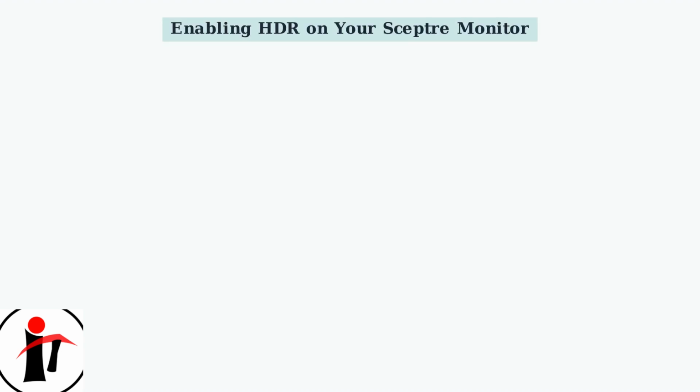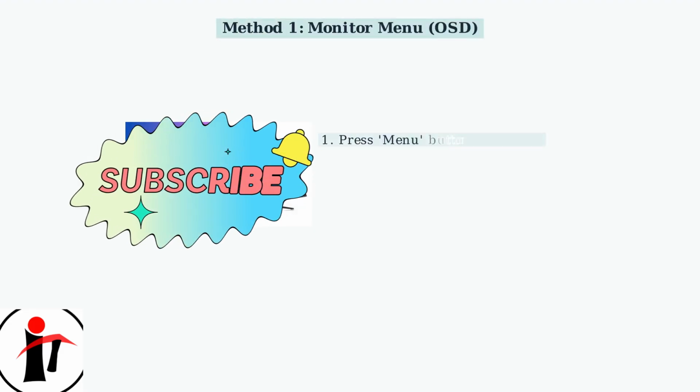HDR, or high dynamic range technology, dramatically improves your monitor's visual quality by expanding colors and increasing brightness. Here are 3 reliable methods to enable HDR on your Sceptre monitor. The first method uses your monitor's built-in menu system.